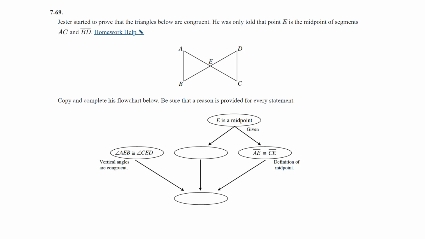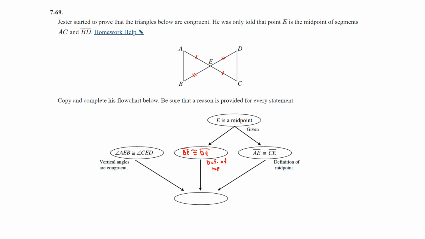So that's good. The next thing, we have arrows going down from that. So one of the arrows says line segment AE is congruent to line segment CE. All right, and that's the definition of a midpoint. We can do the same thing because it's also the midpoint of line segment BD. So we know that BE is also congruent to DE. So we'll fill that in here. Line segment BE is congruent to line segment DE. Okay, and then underneath there, once again, we can fill in the definition of a midpoint.